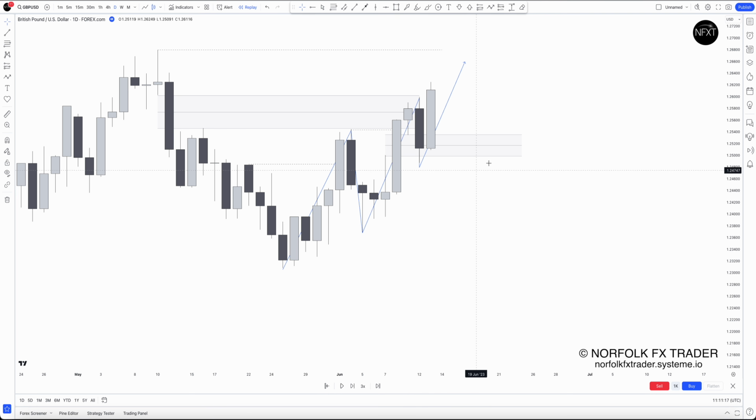So there is our continuation. We've held this gap. This gap has done its job for continuation. Now there's a reason why this one has worked, because we're going with structure. This gap created the break of this structure. The same with this gap. This created the break of this structure to the downside. Now we've also removed this gap, which now indicates we will go for this swing high.